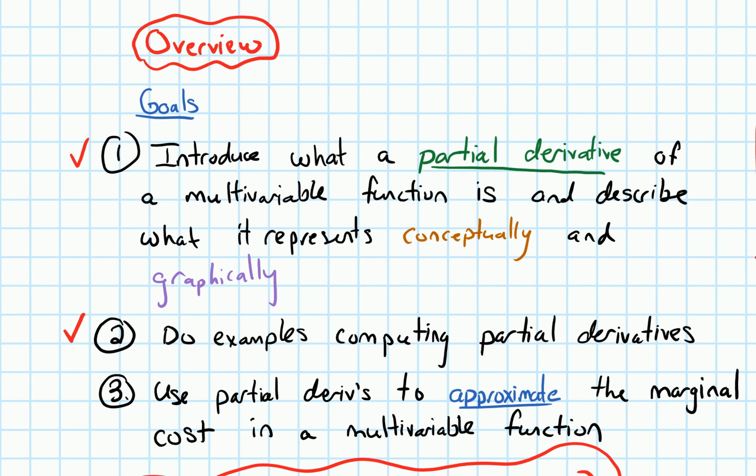So in terms of our goals for this section, we finished our third and final goal, which is talking about how we can use partial derivatives to approximate marginal cost in multivariable functions. So this generalized what we saw with one variable functions back in Math 30 in the previous calculus course, where if we had a one variable function, we could find the marginal cost just using the regular derivative.